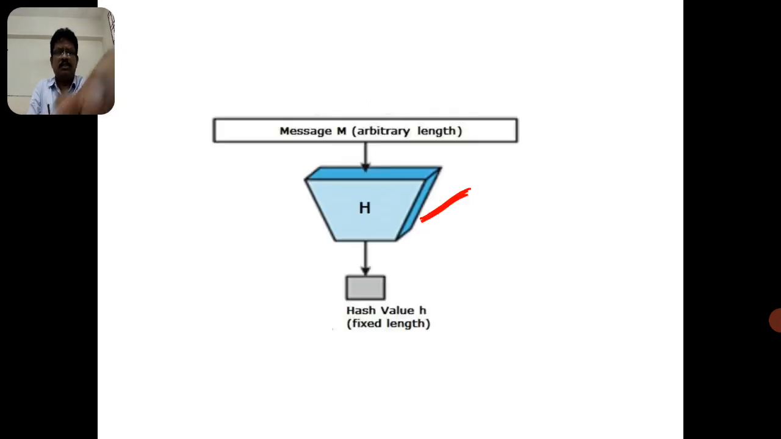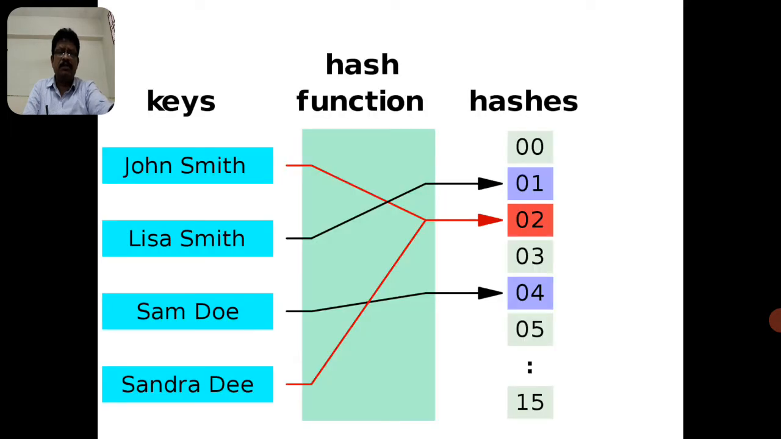Coming to this picture, we already identified this: the variable-length message M is converted into the fixed-length hash value. Now you can observe the keys. John Smith is one of the keys, that is, the name of the key. That name is identified as one of the hashes with the help of the hash function. We already said the input of the hash function is non-numeric, and it is converted into a numerical value.